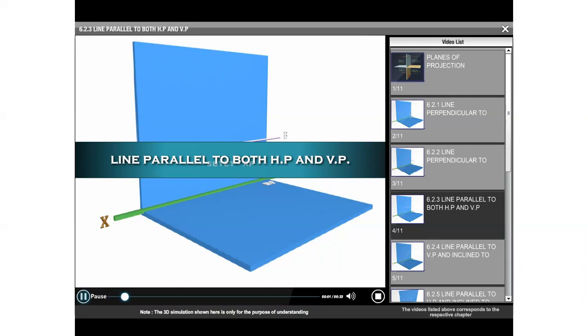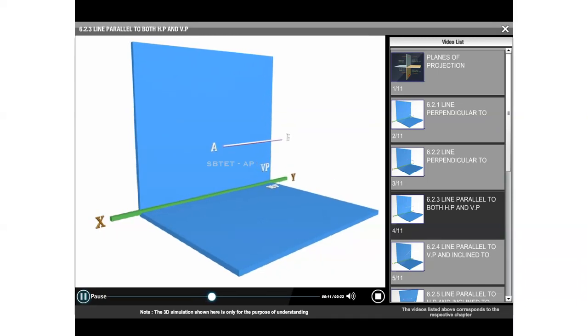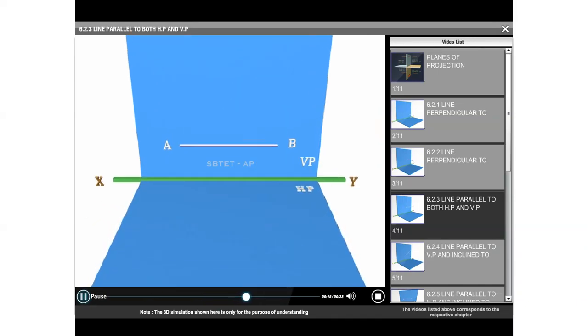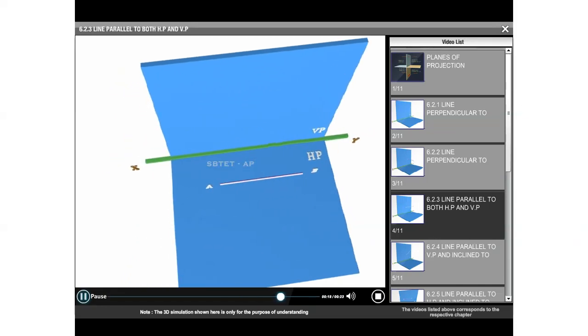Line parallel to both HP and VP. In this, we will see how the projections of a line will be when it is parallel to both HP and VP. Both front view and top view will be parallel to XY and both will show the true length of the line.